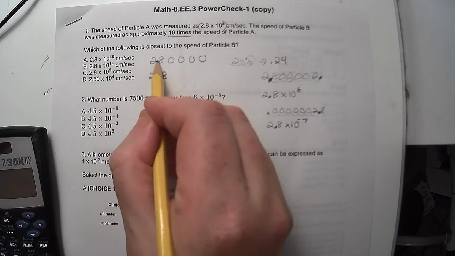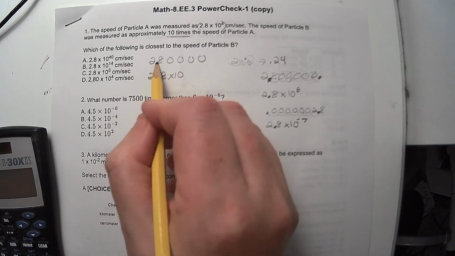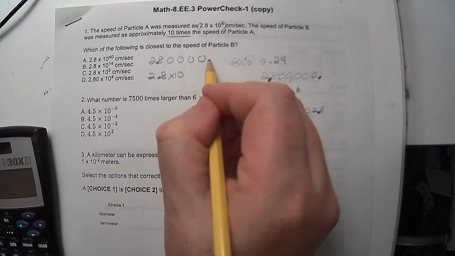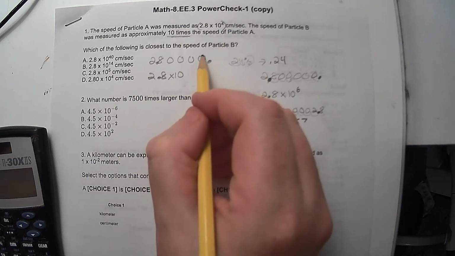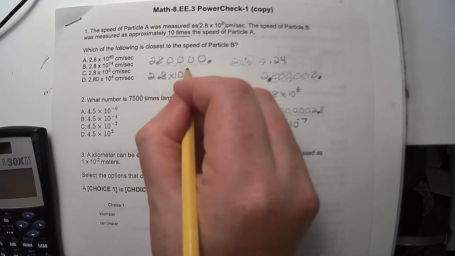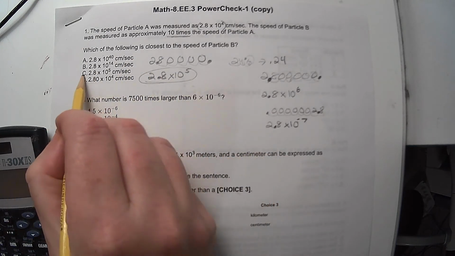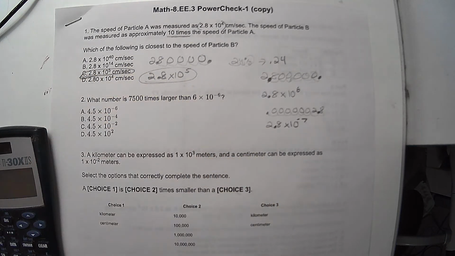I'm going to transfer it up here so that I can know that when I say my times 10, I know where my decimal needs to go. Now with every whole number, you start off with your decimal at the end, and now we're just going to count over. 1, 2, 3, 4, and 5. So 2.8 times 10 to the 5th is the answer we're looking for. There's our 2.8 times 10 to the 5th.